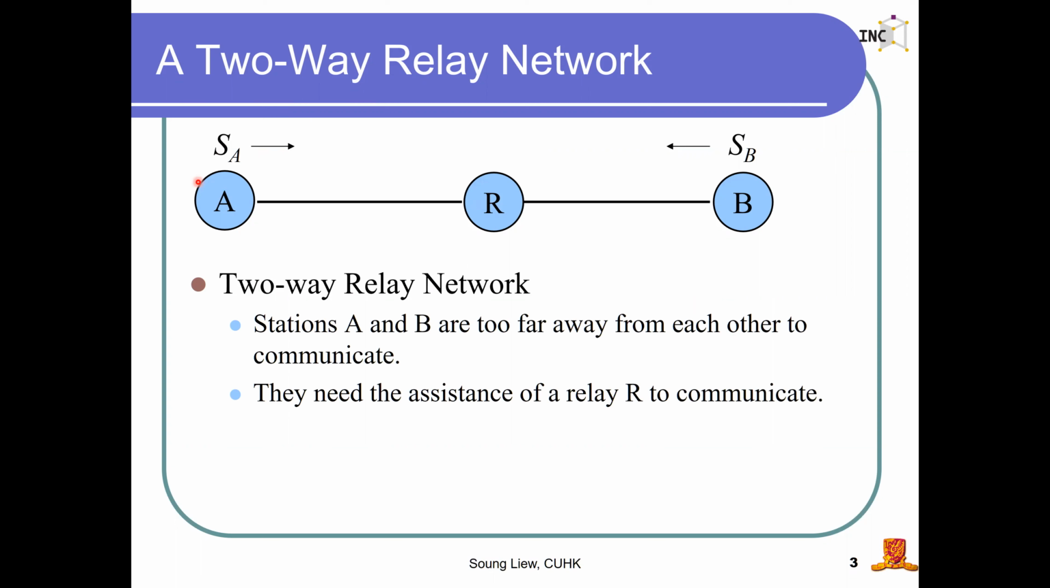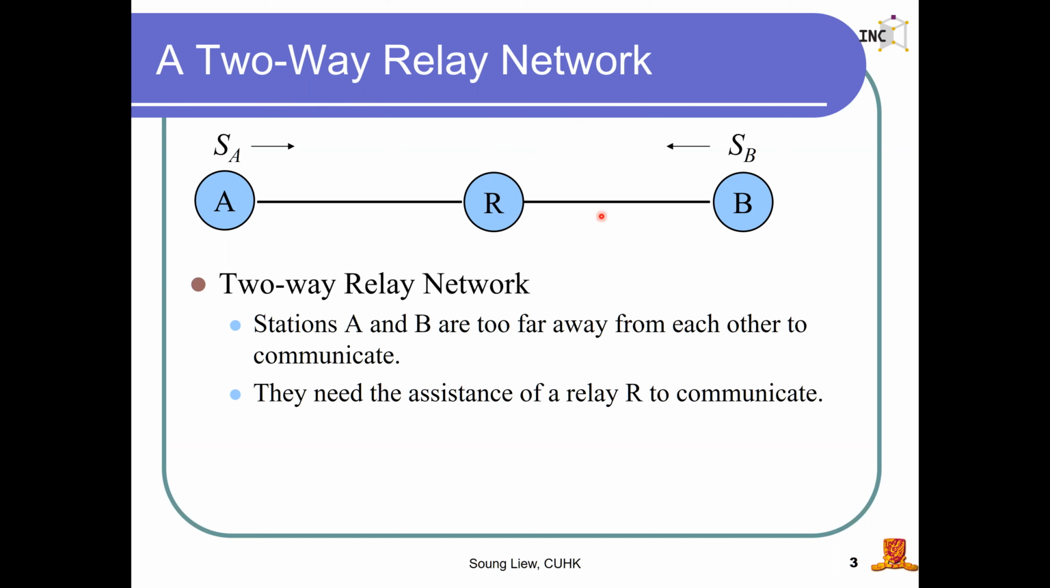In order for A to send this message to B, the message SA has to pass through the relay, and then the relay will transmit to B. And B will send SB to the relay, and the relay will pass it to A. A real-life example could be a satellite network. This relay could be up in the sky in a satellite, and A and B are two ground stations that want to transmit messages to each other, but they are not within range of each other, so they have to communicate through the satellite.